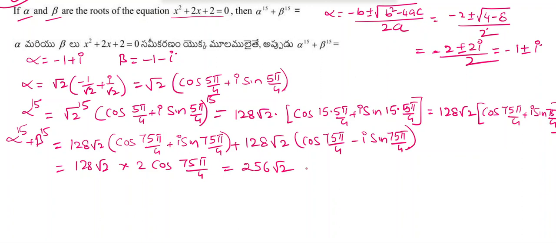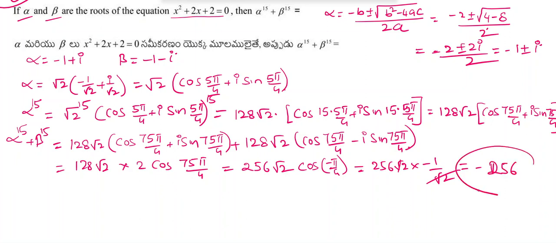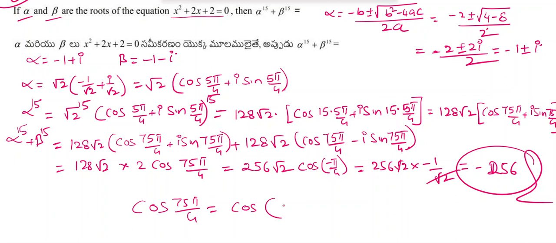Now cos 75 pi by 4, its value is cos of minus pi by 4, equal to minus 1 by root 2. So 256 root 2 into minus 1 by root 2. Here root 2 cancelled, that is equal to minus 256. This is the answer.